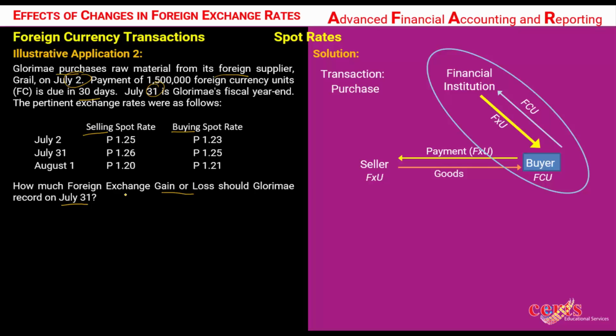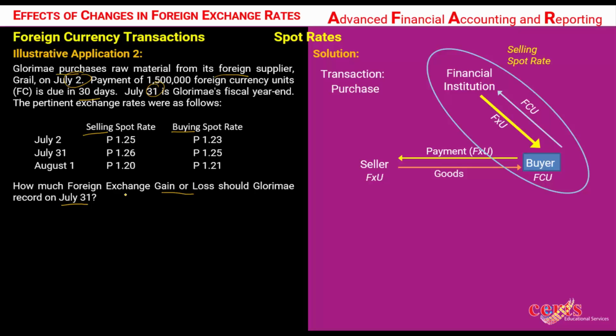As the buyer, we receive the goods purchased and we are to make the payment in the foreign currency. But since we do not have available foreign currency, we deal with the financial institution. And the transaction of the financial institution with the buyer will determine whether the selling spot rate or the buying spot rate will be used. Since the financial institution is selling the foreign currency to the buyer, then the financial institution shall use its selling spot rate.